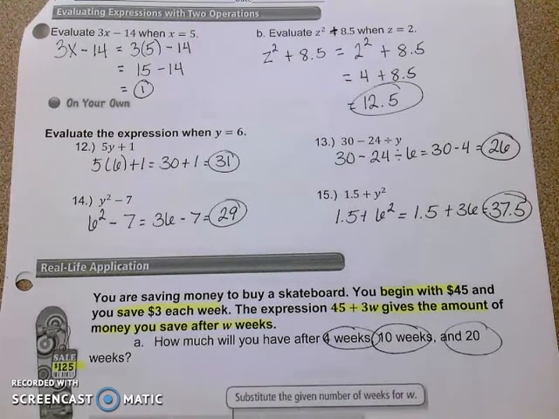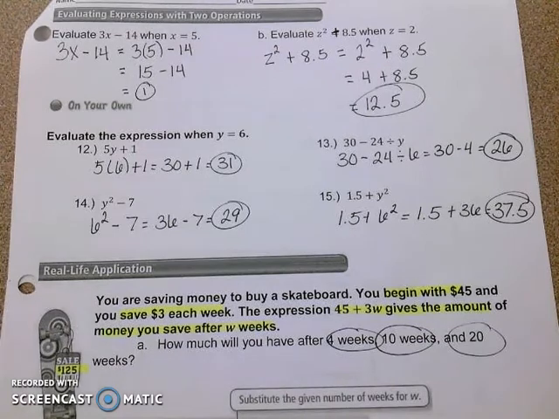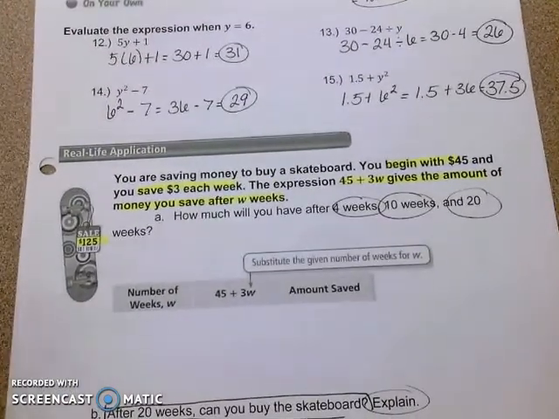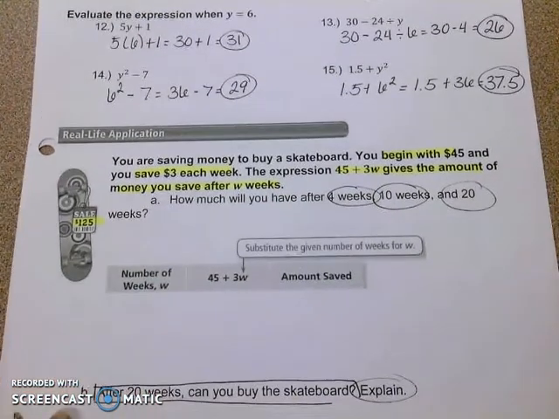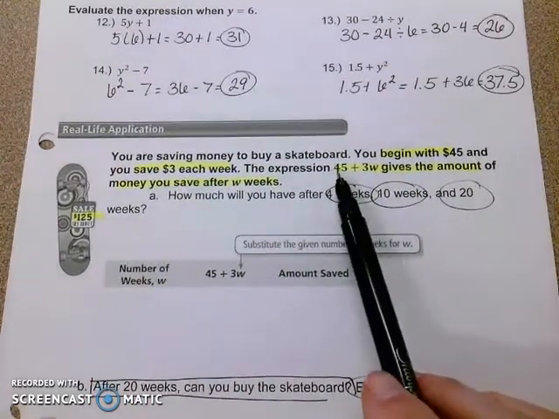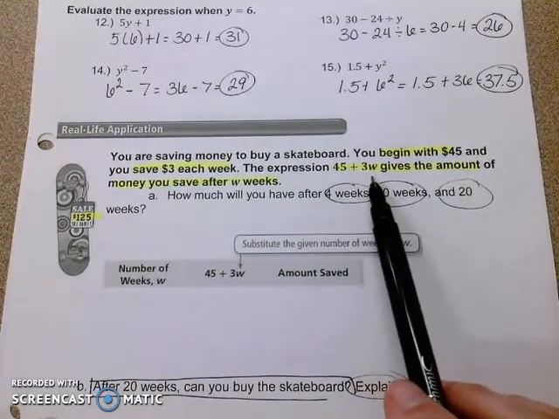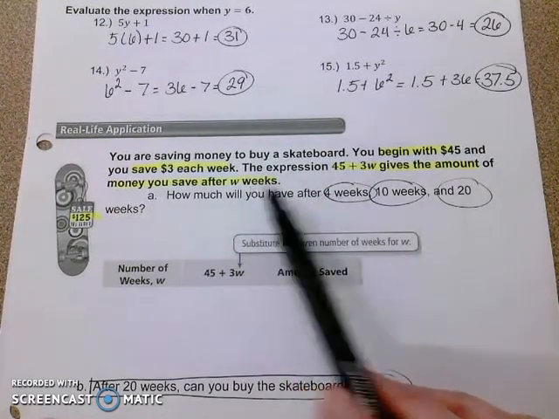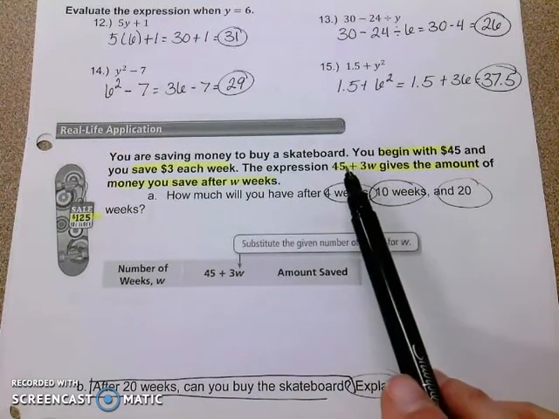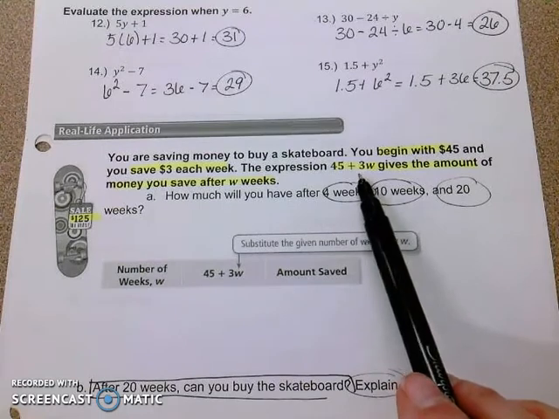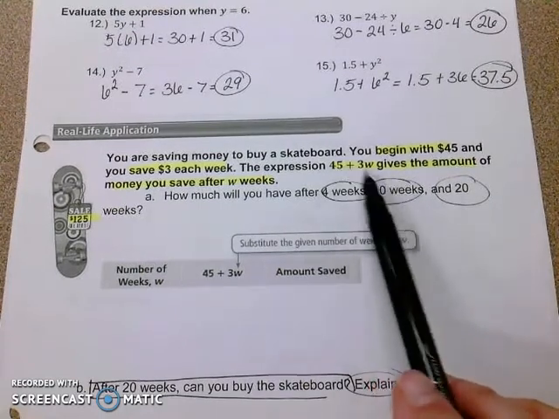Hey, last problem here. Let's go ahead and look at this in a word problem. So down here, you're saving money to buy a new skateboard, and you begin with $45, and then you're going to save $3 each week. Here's the skateboard. It's $125. So our expression, 45 plus 3w, gives the amount of money you save after w weeks, however many weeks that w represents. So this means you have $45 and then $3 each week. That's how that expression reads.